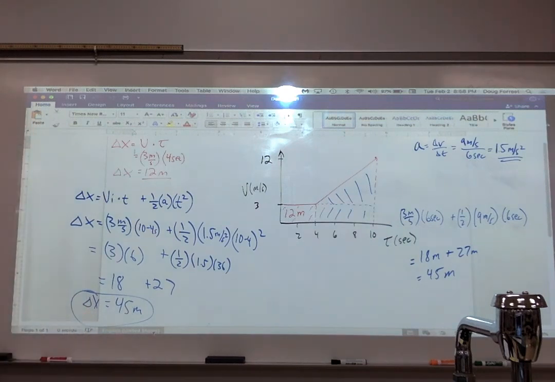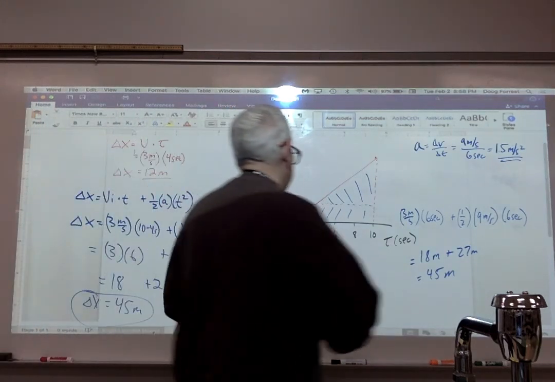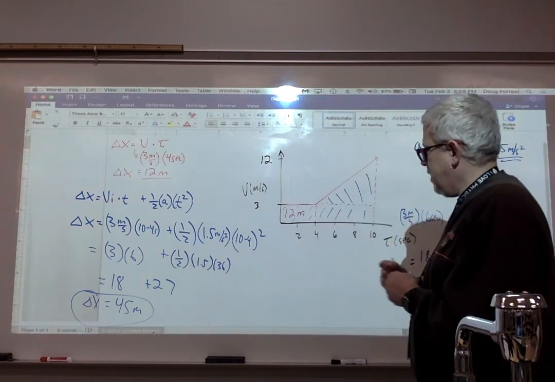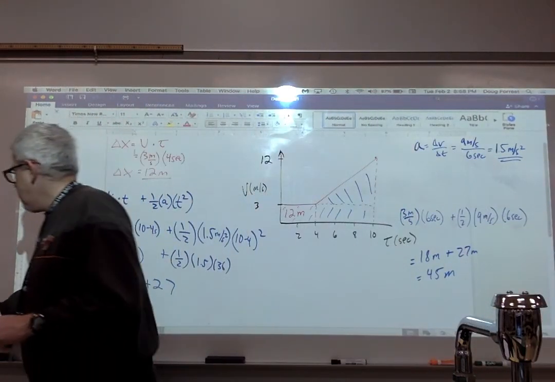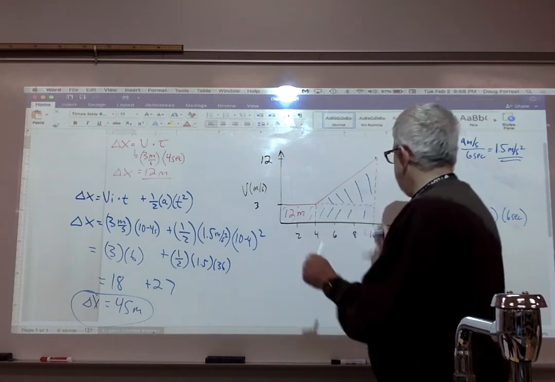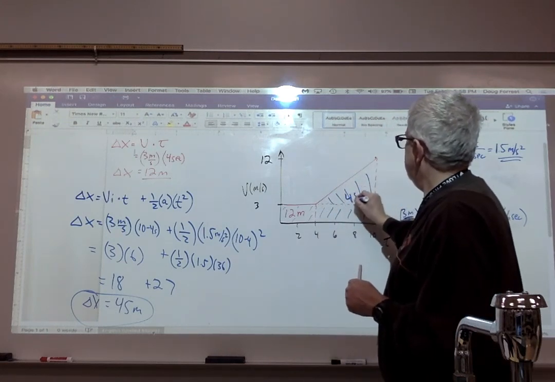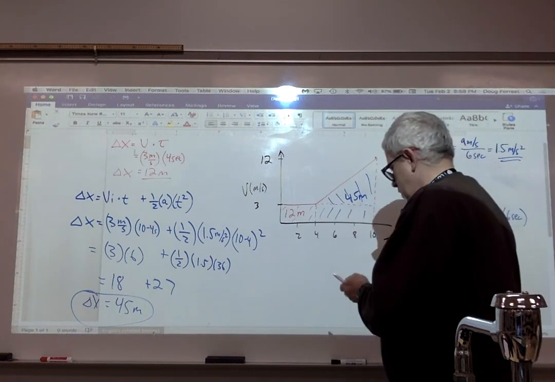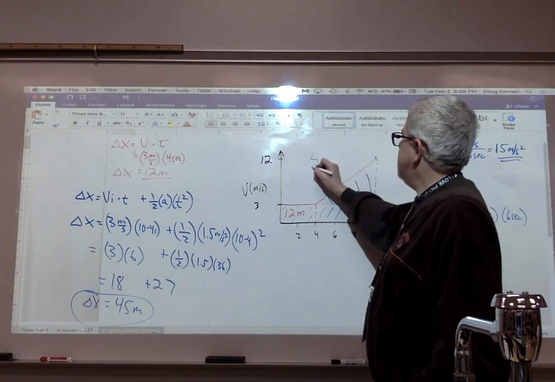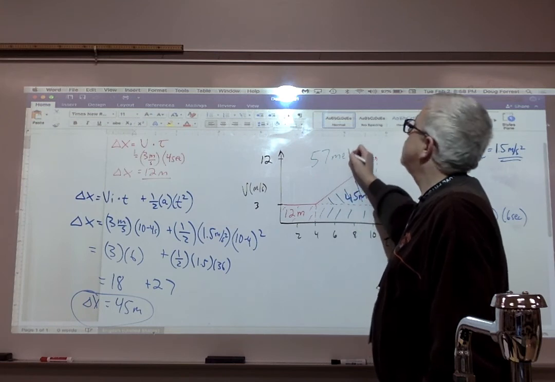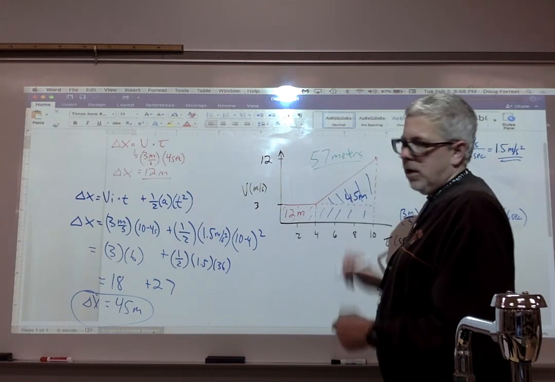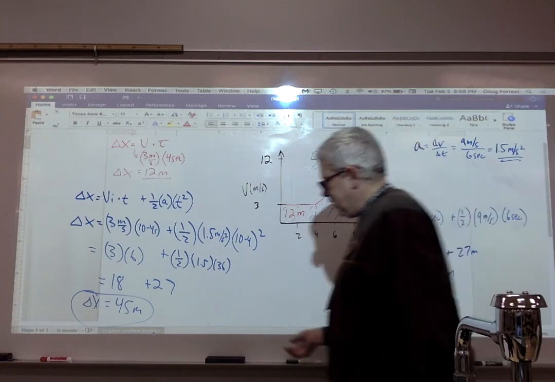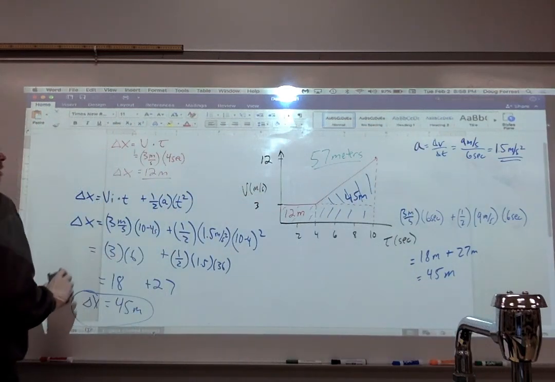So the total displacement during all 10 seconds, I have to take this as kind of like a piecewise function. I don't know if that's what they call it or not. But I have to look at the fact that I had 12 meters here and 45 meters in all this. So that would end up being a total of 57 meters. Okay? Pretty detailed example. All right.